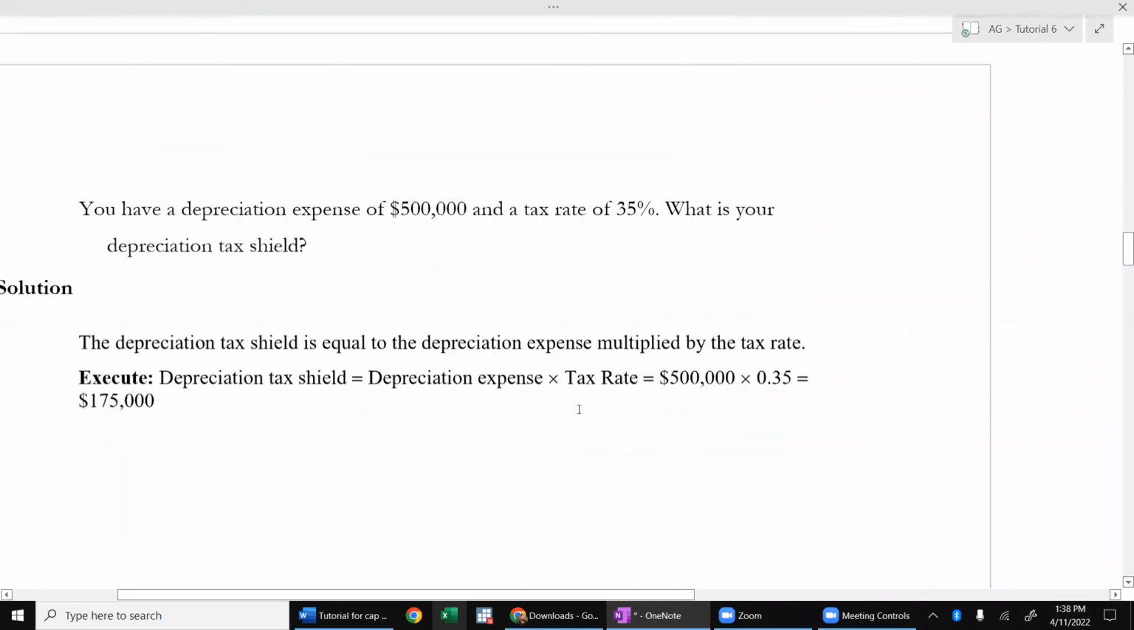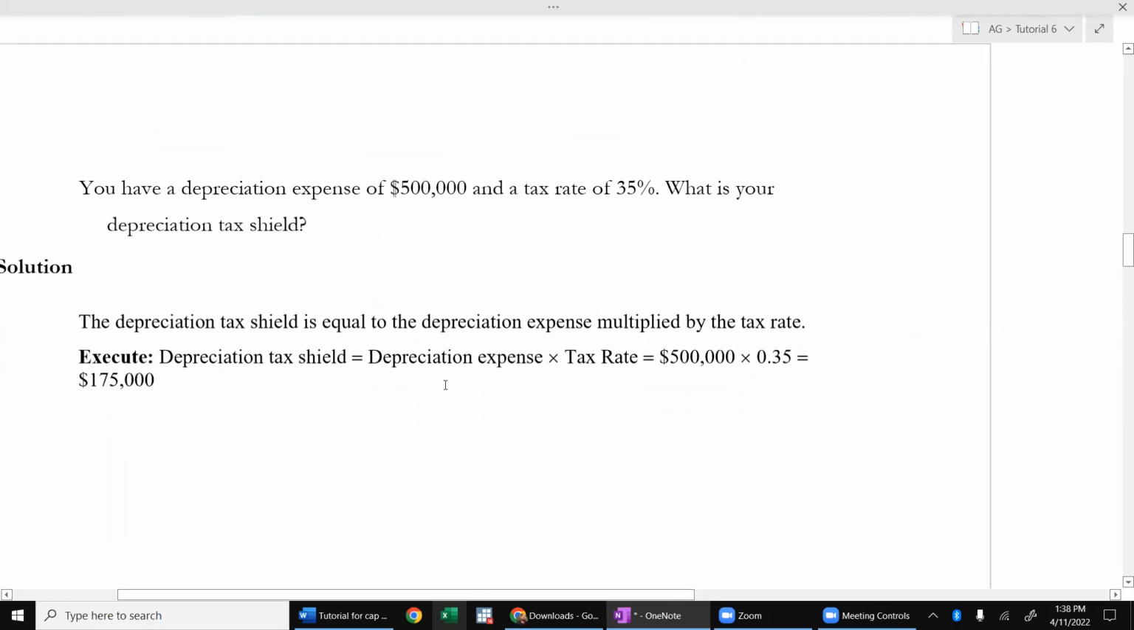Okay, so next question is tax depreciation expense. You have a depreciation expense of 500,000 and tax rate is 35%. What is your depreciation tax shield?